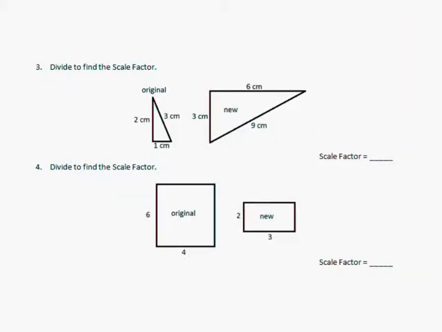Alright, new examples. Divide to find the scale factor. Now, this one attempts to trick you a little bit, so let's figure out what our corresponding sides are. The longest side of the triangle matches with the longest side of that triangle. That's the simplest way to do it. Shortest side matches with the shortest side. Notice that's on the bottom, that's on the left. It doesn't matter. If it's the shortest side of the triangle, it matches with the shortest side.